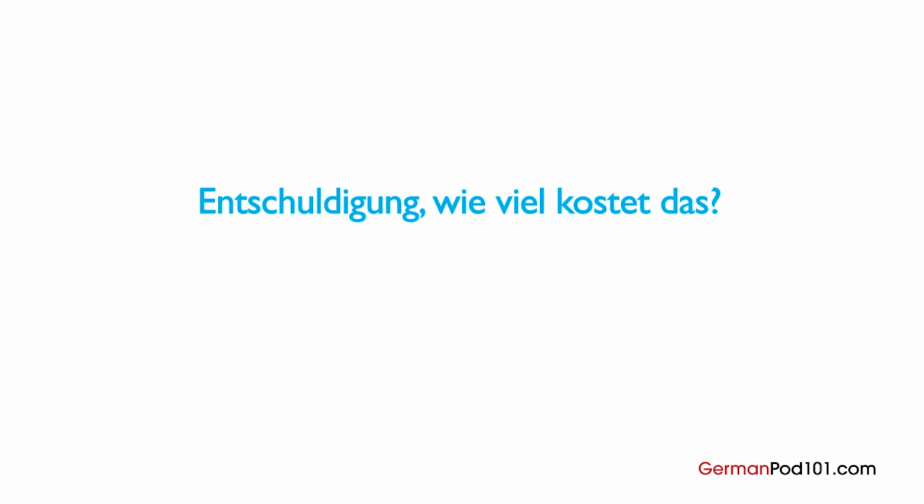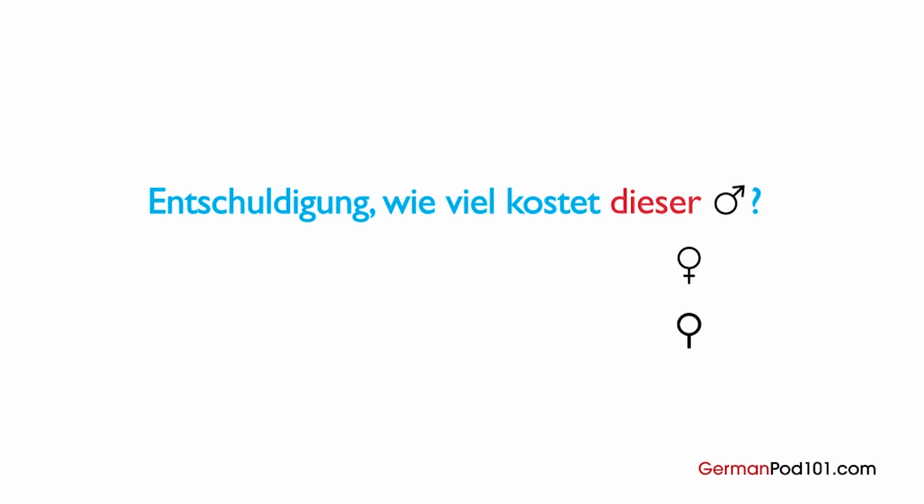If we want to be more specific when asking how much is this and refer to a certain type of object, we first need to drop the word das. Next, we need to know if the object is a masculine, feminine, or neuter object. If it's masculine, add dieser when referring to it, or diese for a feminine object, and dieses for a neuter one. And then say the noun.